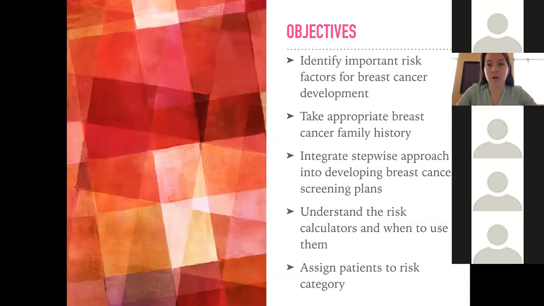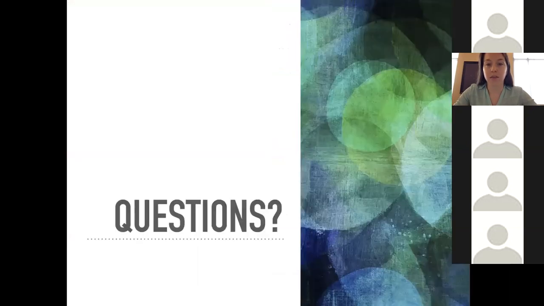All right, so then just wrapping up, thinking about our objectives again. So we identified the important risk factors for breast cancer. We talked about actually taking a thorough family history. We learned our stepwise approach in developing our screening plans. And then we talked about the risk calculators and which ones are more appropriate at different times. And then we learned how to assign patients to the proper risk categories so that we could get them on the right screening plan. And that is where we'll stop.